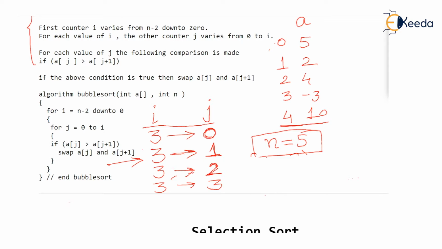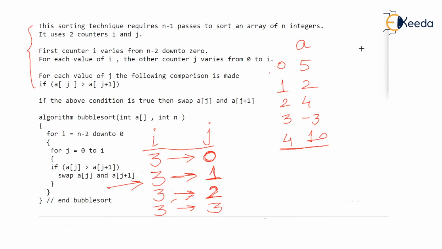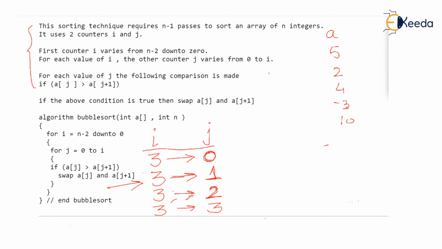I'm just making some room here, so that I can draw this table properly. Fine. So what I will do is I'll just write these array elements over here. The array elements now are 5, 2, 4, minus 3, and 10. All right. So these are the latest array elements that we are having, isn't it? Now we say that one pass is over.